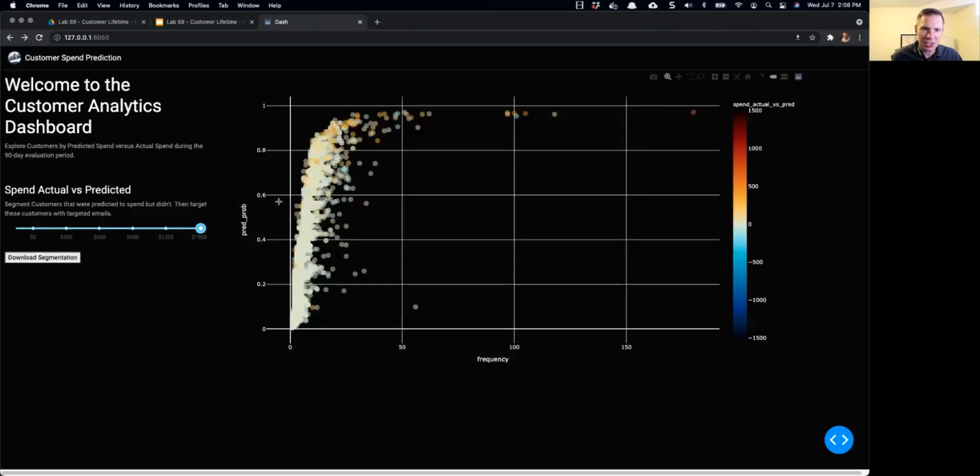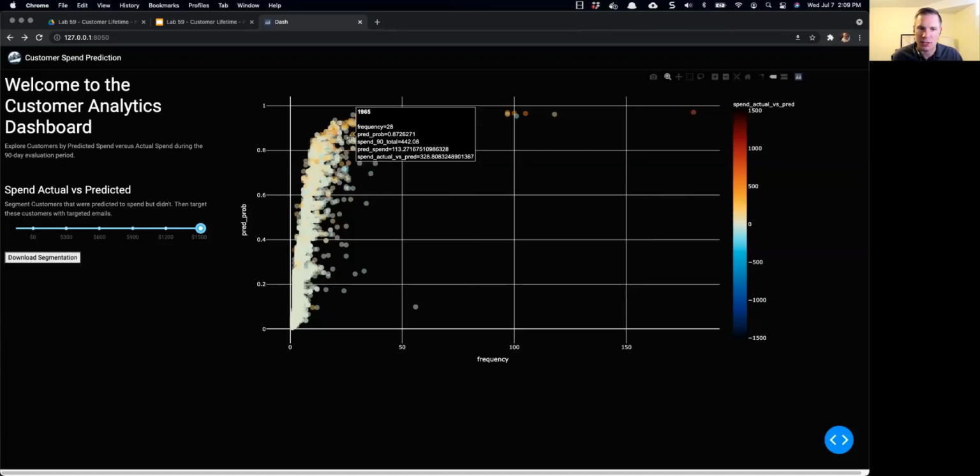So let's check this application out. We'll just do a quick demo. This is the application. This is the end product that we're trying to create in this lab today. And what we're doing is we're building a customer analytics dashboard that predicts the spend that any given customer will make in the next 90 days.